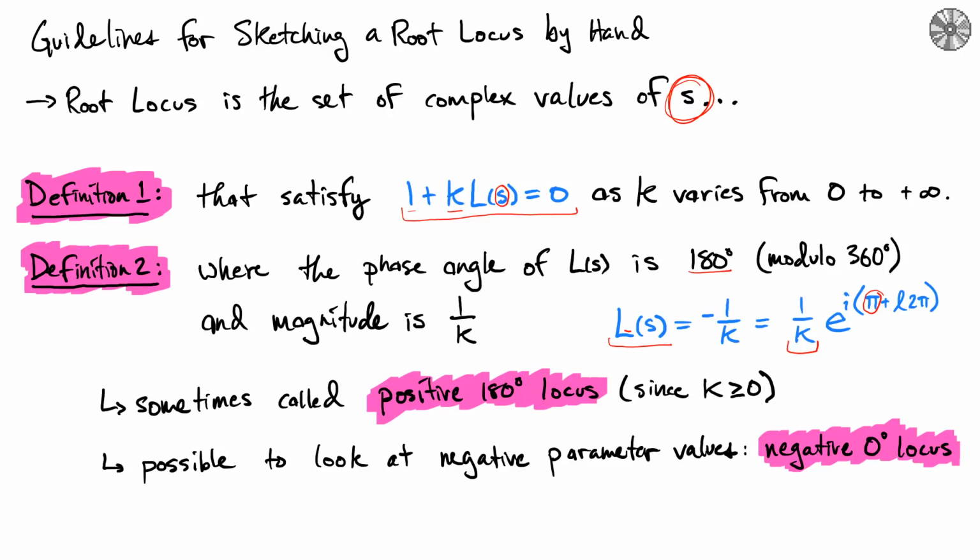And this distinguishes it from another option that we won't really talk about in this class, which is the negative 0 locus, which means that essentially you're taking cases where K is less than 0.